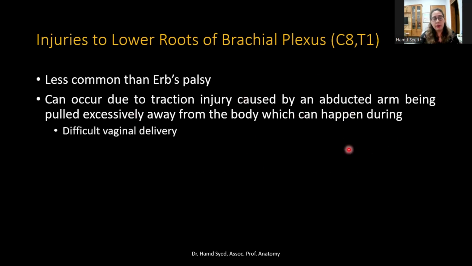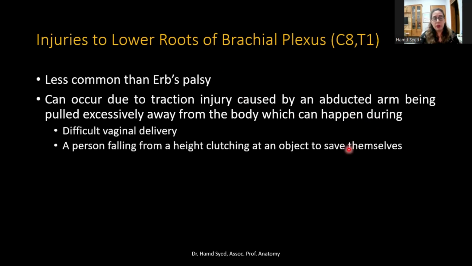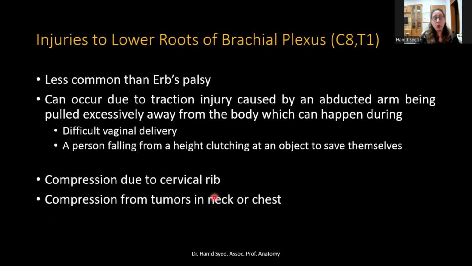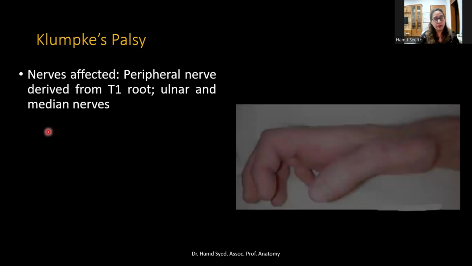And this can happen in a difficult vaginal delivery or a person falling from a height and clutching at an object to save themselves. Also, it can occur due to compression of a cervical rib or compression from a tumor in the neck or chest. The presentation is known as Klumpke's palsy, and typically the nerves affected are peripheral nerves which are derived from T1 root, and this would be the ulnar and the median nerves.